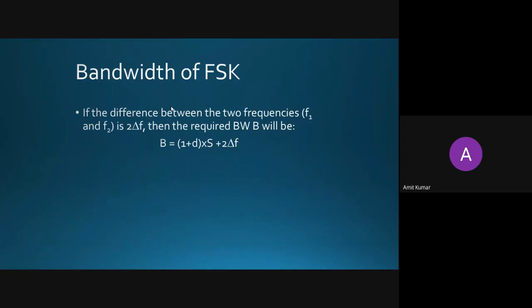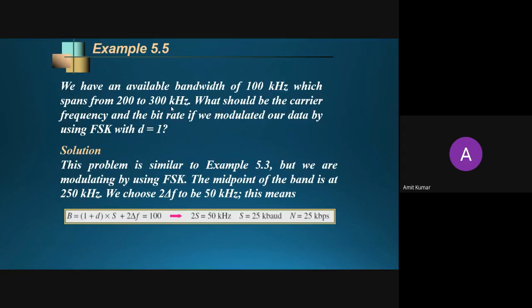So the bandwidth is given by 1 plus D multiplied by S plus 2 delta F. Now we have one example. Just look at that example. We have an available bandwidth of 100 kilohertz. So this 100 kilohertz is a signal bandwidth, which spans from 200 to 300 kilohertz.